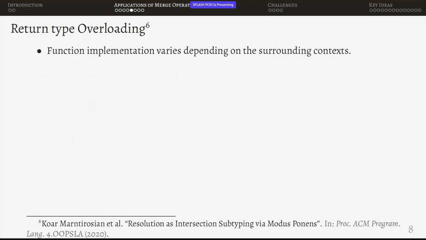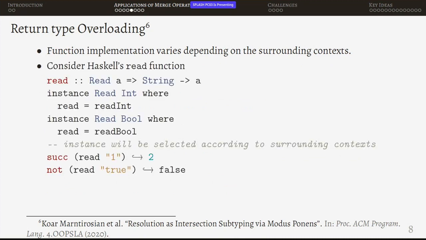And the third application, we call it return type overloading. It's slightly different from the overloaded function, since the function implementation is dependent on the surrounding context instead of the arguments. We can consider Haskell's read function. The read function type is a string to a polymorphic type A, and the polymorphic type A is constrained by a Read type class. Here we provide two instances for the read function, which are ReadInt and ReadBool. So instances will be selected according to the surrounding context.